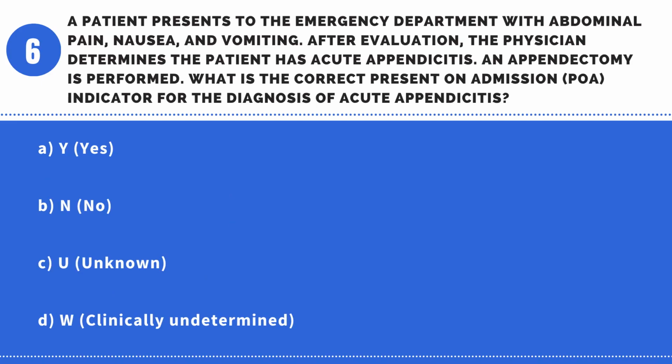Question 6. A patient presents to the emergency department with abdominal pain, nausea, and vomiting. After evaluation, the physician determines the patient has acute appendicitis. An appendectomy is performed. What is the correct present on admission, POA, indicator for the diagnosis of acute appendicitis? A. Y, yes. B. N, no. C. U, unknown. D. W, clinically undetermined.